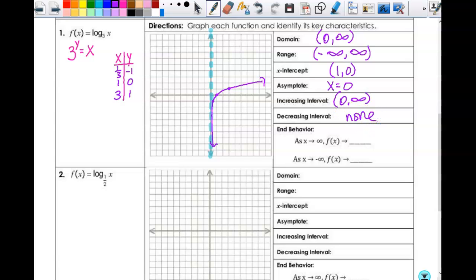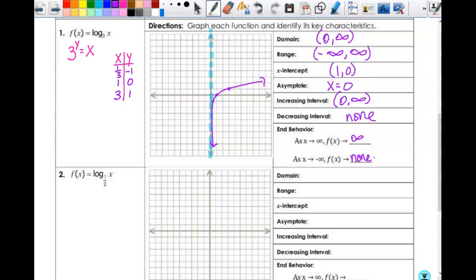As x approaches infinity, what does f of x approach? Infinity. As x approaches -infinity. Now, does x approach -infinity? No, it doesn't. So I can't answer that. So there's a none. Can't even answer it. Okay. Yeah, NA is good too. All right, everybody okay with that?